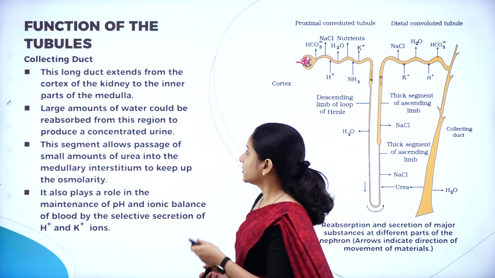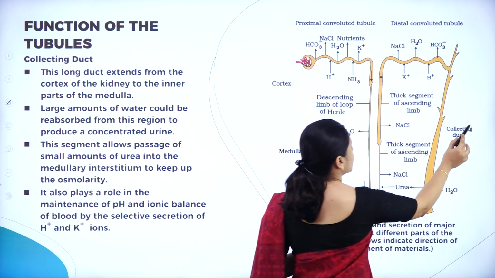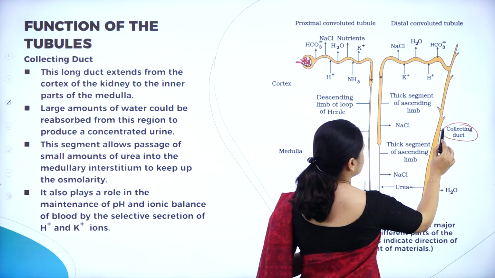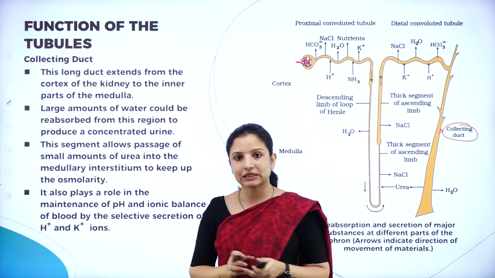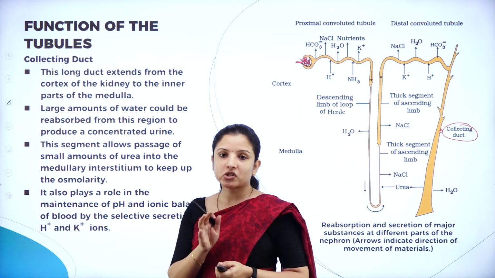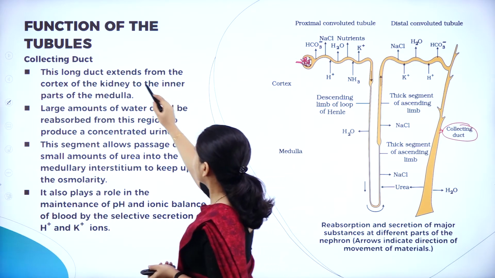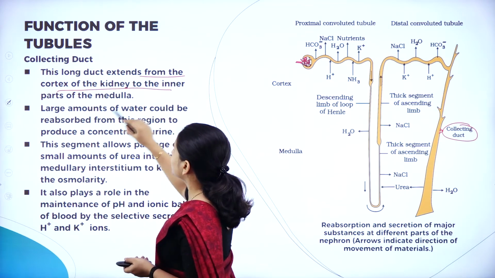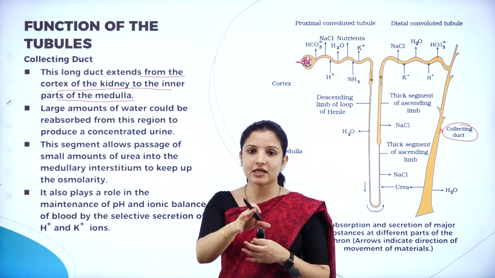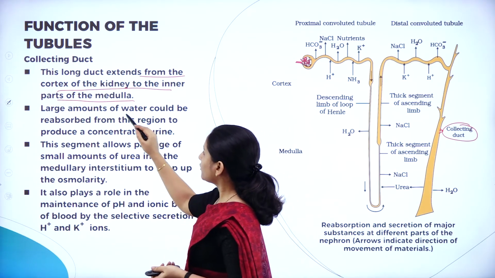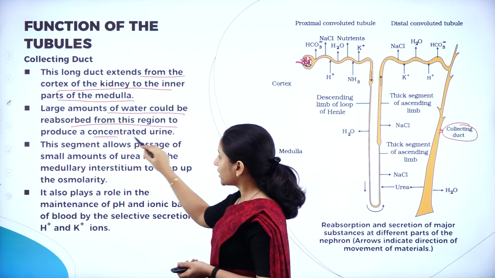So next, moving further to the collecting duct. The distal convoluted tubule continues to the collecting duct. This straight tubular structure that we see is the collecting duct. That is the region where the filtrate gets collected. This long duct extends from the cortex of the kidney to the inner parts of the medulla. I told you, the collecting duct at the end reaches the medulla of the kidney, and large amounts of water could be reabsorbed from this region to produce a concentrated urine.